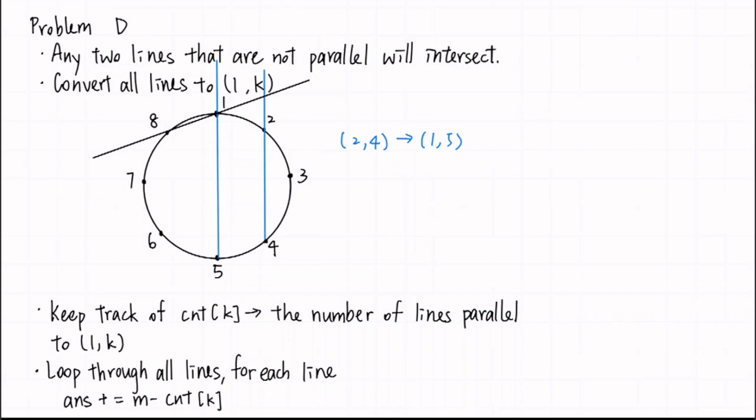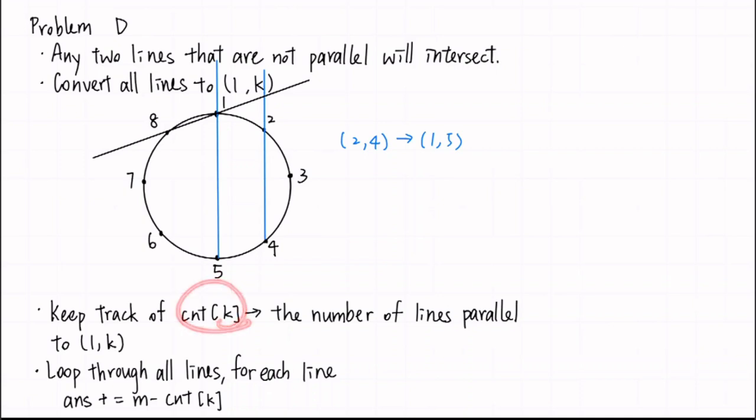Since only the parallel lines won't intersect with each other, we need to keep track of the number of lines that are parallel to 1k after we transform all the lines into the form 1k.